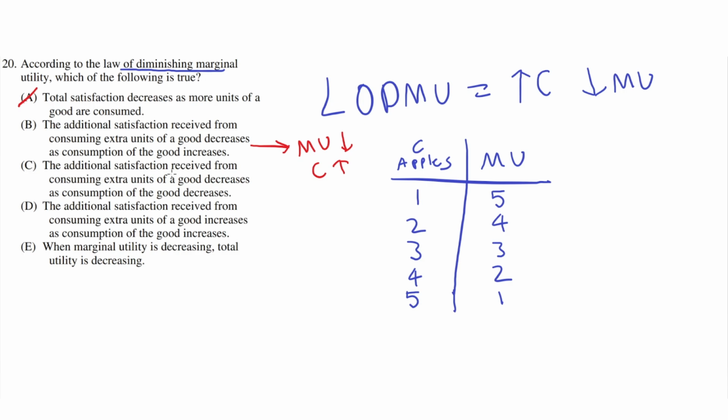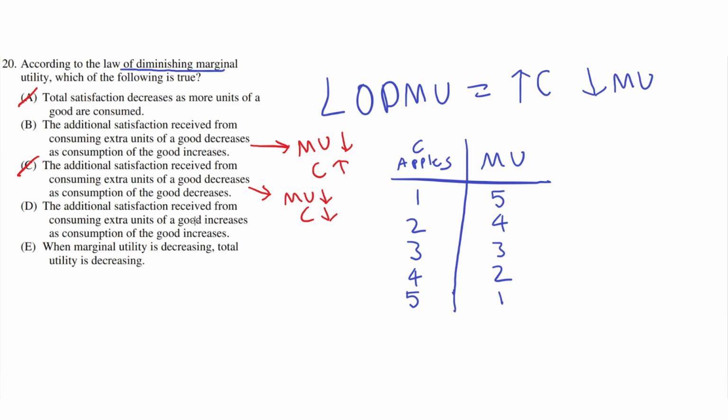C. The additional satisfaction received from consuming extra units of a good decreases as consumption of the good decreases. This is essentially saying that the additional satisfaction of the good decreases as the consumption of the good decreases. This is incorrect because it doesn't match the law of diminishing marginal utility, and thinking about it, if you decrease the consumption of apples, does the marginal utility decrease? No, because the marginal utility increases in this case as the consumption decreases. If you go from consuming 2 apples to 1 apple, your marginal utility would increase by 1, not decrease. So C is incorrect.